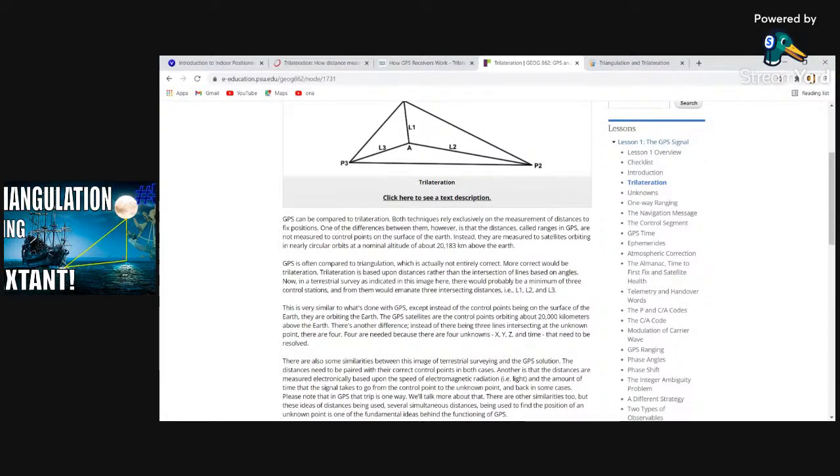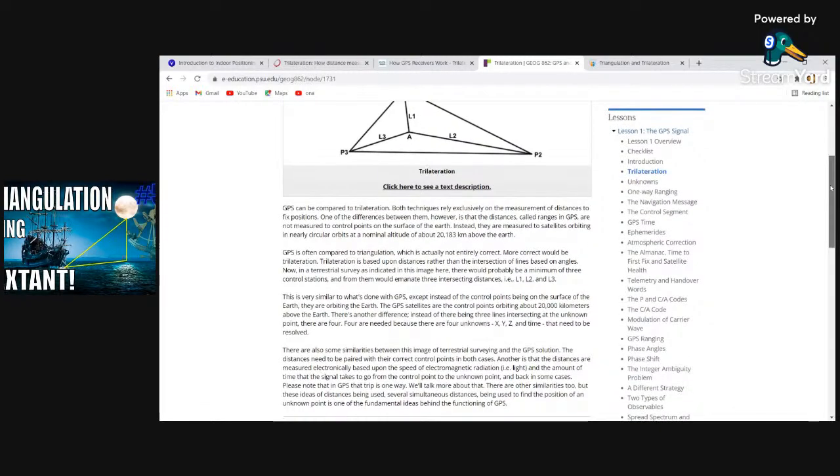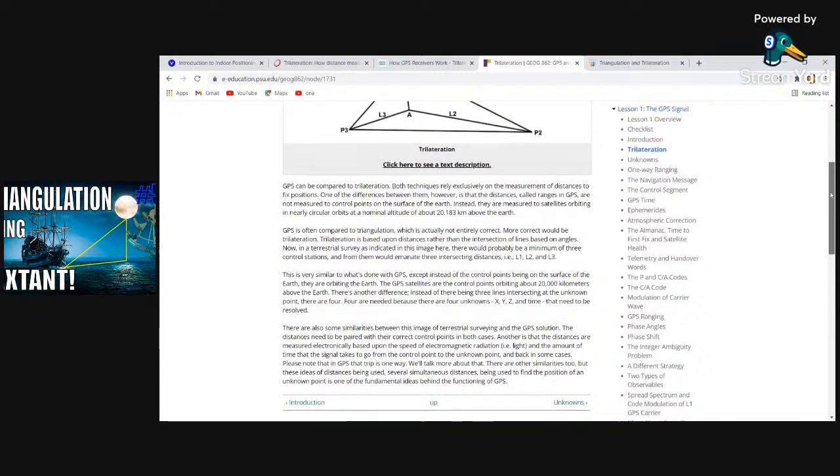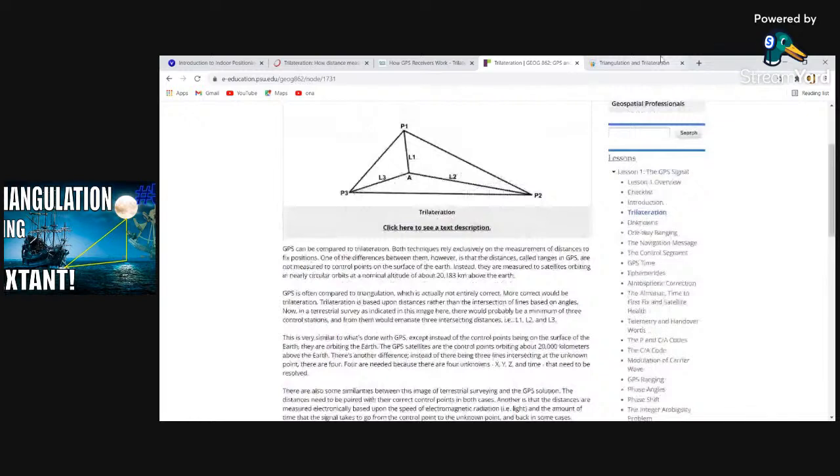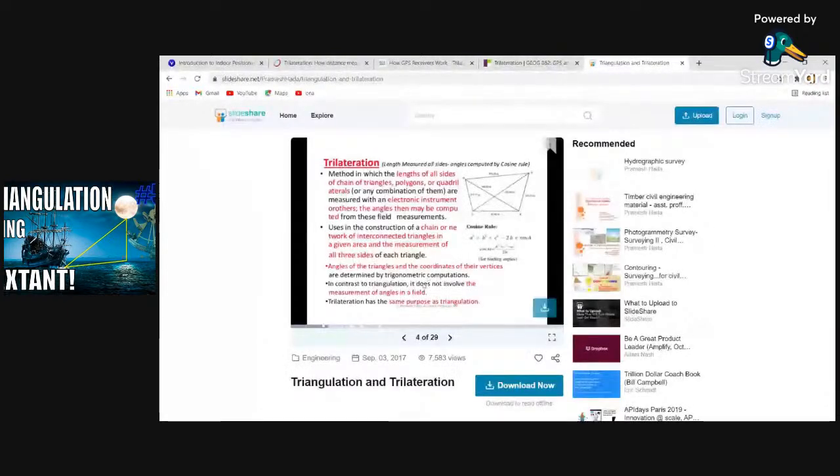Instead, they're measured to satellites orbiting in nearly circular orbits, begging the question, 20,000 kilometers above Earth. Why do we need satellites orbiting? Why do we need to beg the question? Why do we need to go into this with trilateration? We're not using satellites. We're using stars when using the sextant. Trilateration all has to do with known distances. The sextant all has to do with known angles. Very, very different. So these are some good slides here.